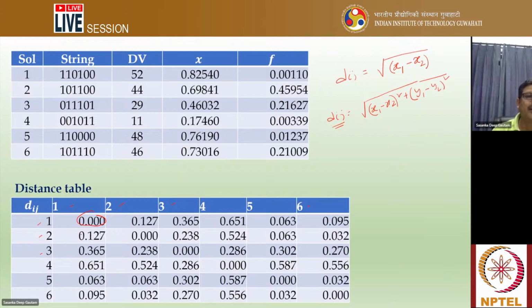So this is the distance of solution 1 from solution 2, that is D12, 0.127, and this is 0.365, and this is also the distance of solution 2 from solution 1. So this particular value and this particular value are equal. You see this is D21 and this value is also D21. And D11, D22, D33, these are all 0 basically, because this is the distance of that particular solution from itself. So the diagonal values are 0, and this is a symmetric matrix. I hope it is clear how you calculate the distance.